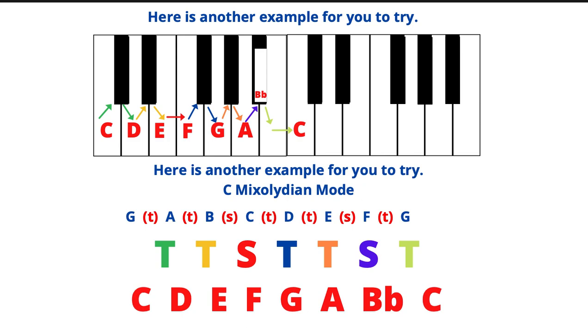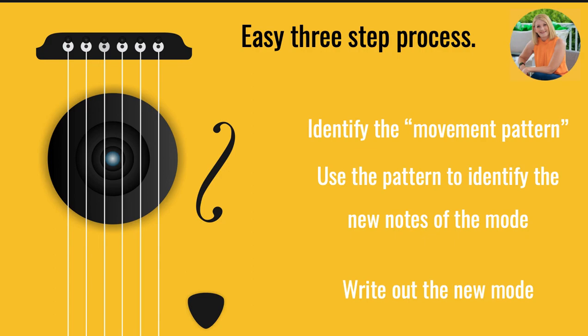So our C Mixolydian would be C, D, E, F, G, A, B flat, and C. So it's an easy 3-step process. Identify the movement pattern, use the pattern to identify the new notes of the mode, and then write out the new mode.